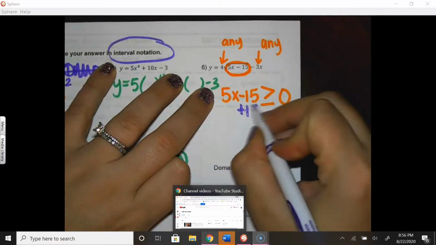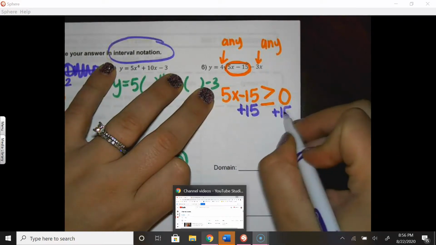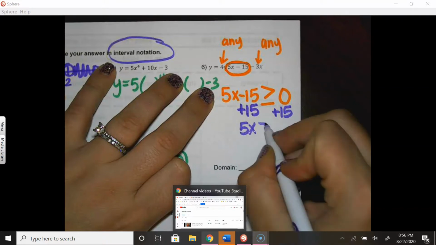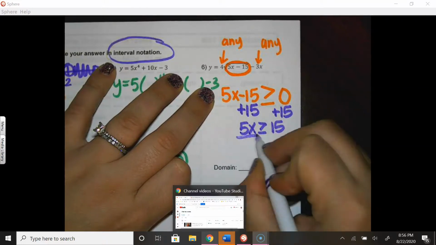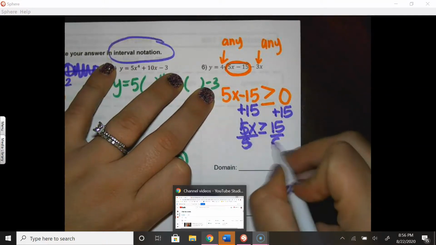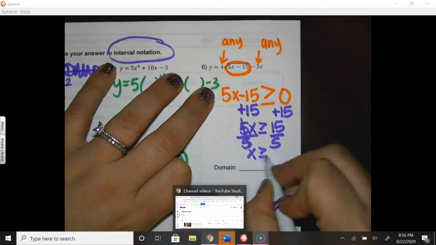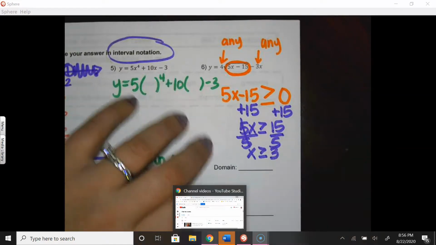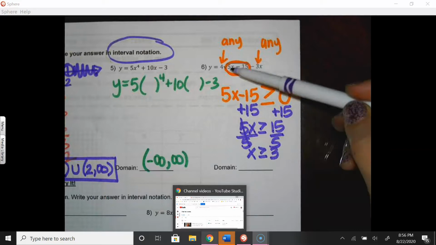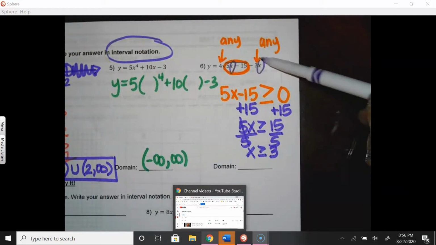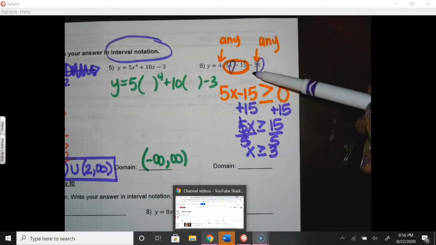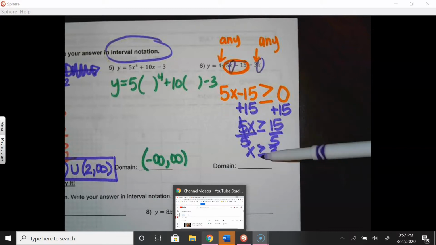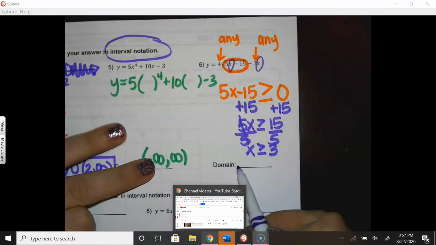So now we're going to solve this. We're going to add 15 to both sides, and then divide by 5. And we get that x is greater than or equal to 3. So in my own words, I could plug in here and here any number as long as it's greater than or equal to 3. So we need to write our answer in interval notation.